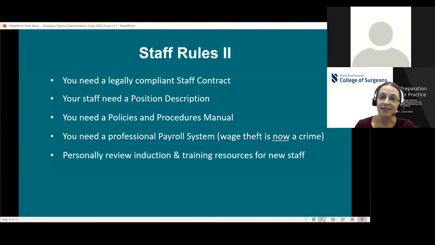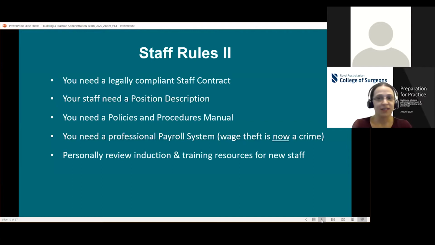So if we look at the second set of staff rules, this is some of the more specific things that you need to have. You need to have a compliant staff contract. It's very common that people will start someone up, particularly if it turns out it is someone that they know, and not necessarily do the paperwork. And down the track, if you have any issues with their employment, missing that contract could cause you a lot of issue.